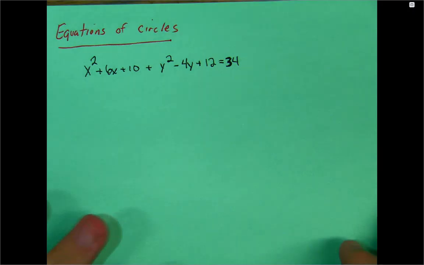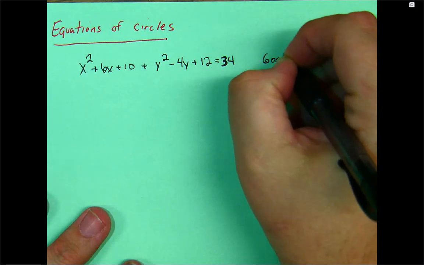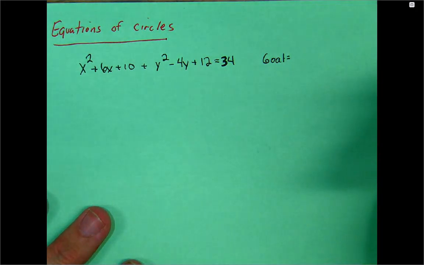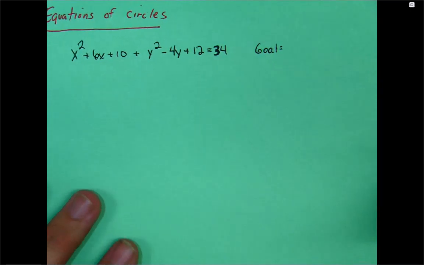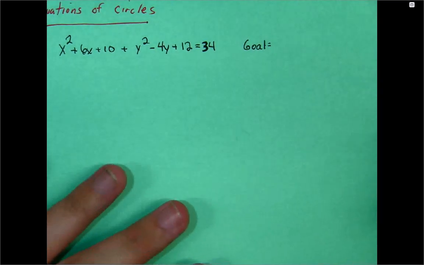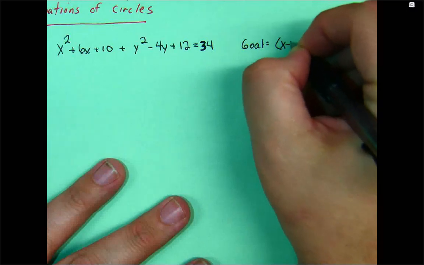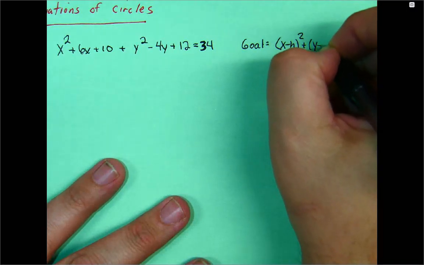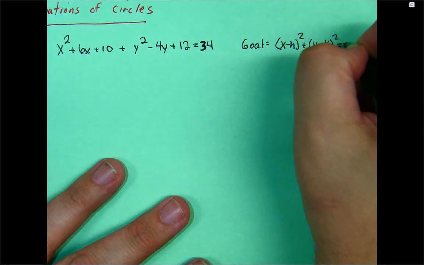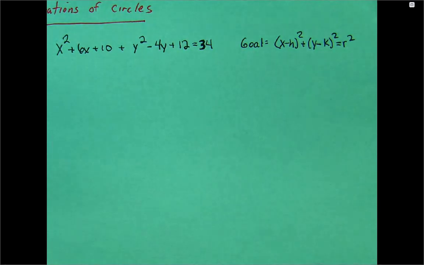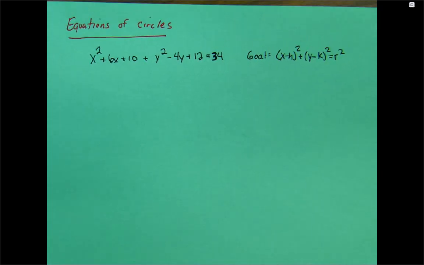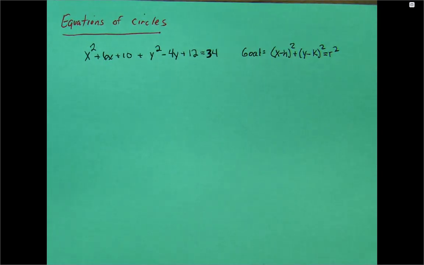Our goal, everybody needs a goal, whether it be to serve fries at McDonald's or become an astrophysicist that rivals Stephen Hawking. Our goal is x minus h quantity squared plus y minus k quantity squared is equal to r squared. That's our goal. Does this equation look anything like that at all? No, it doesn't look like this at all.